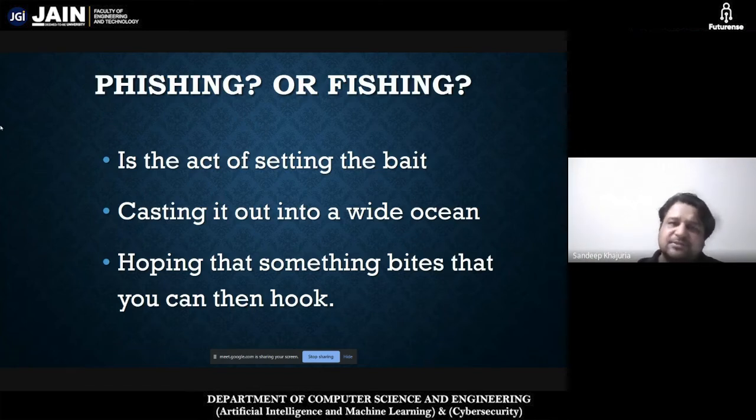Generally, phishing is randomly to bait somebody. Randomly, you just create your phishing server and everything, and you send an email to thousands of people. You are just waiting for any random guy to click on the bait. So you cast it out into a wide ocean, just like fishing, hoping that something bites that you can then hook.